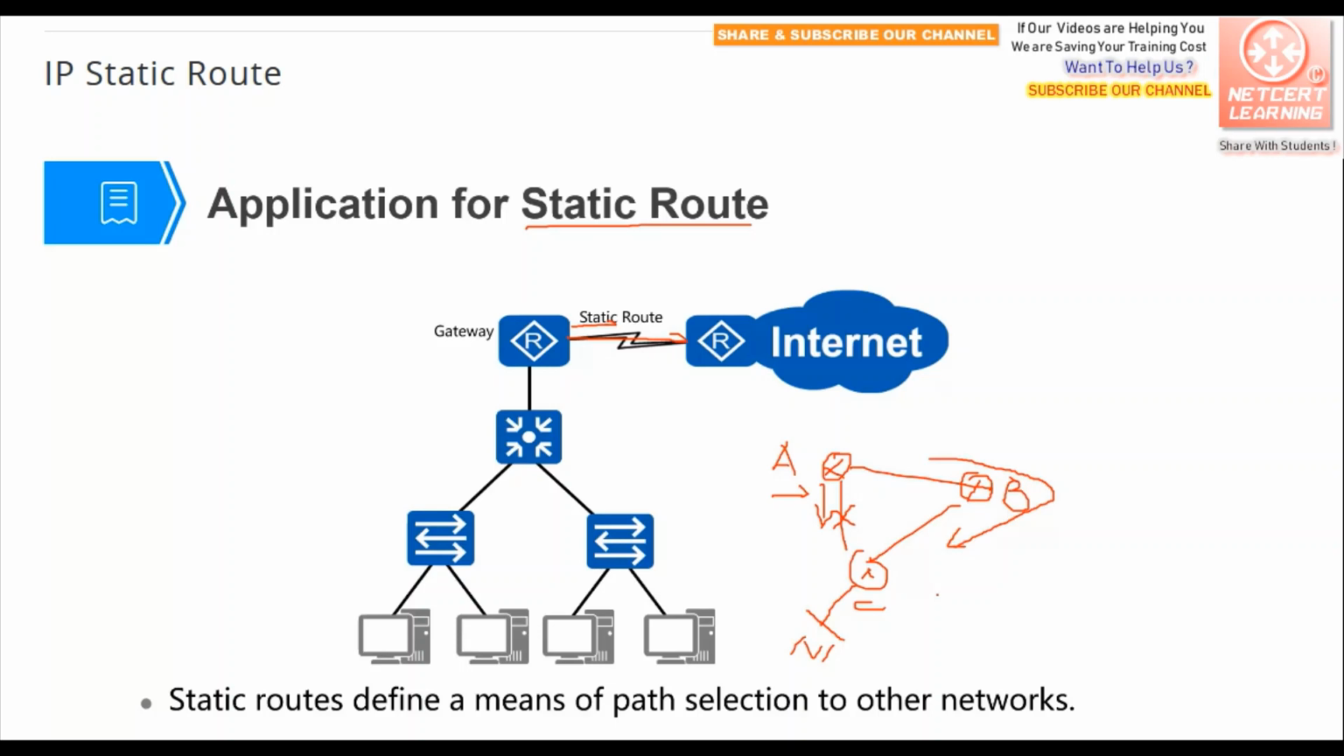Of course, the static route also has its advantages. The static route is simple to configure and simple to manage. So, such as in this scenario, there is only one link between routers, you can use static route. And if there is only one link between two devices, you can use static route.